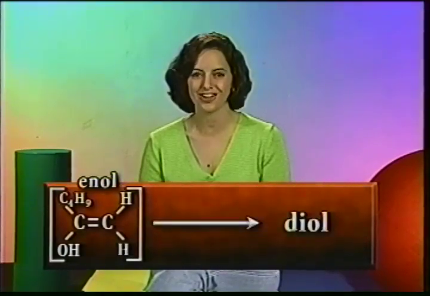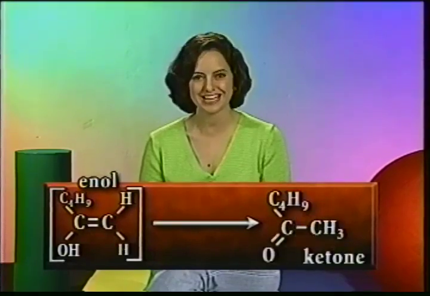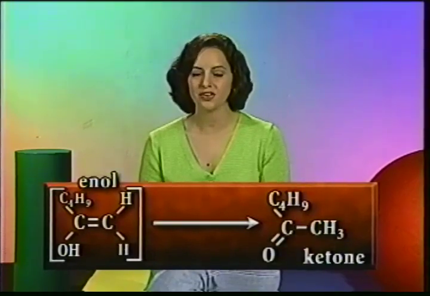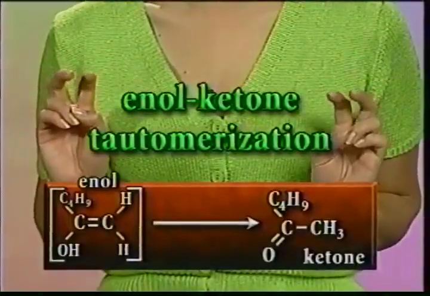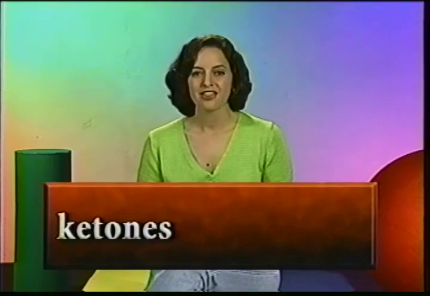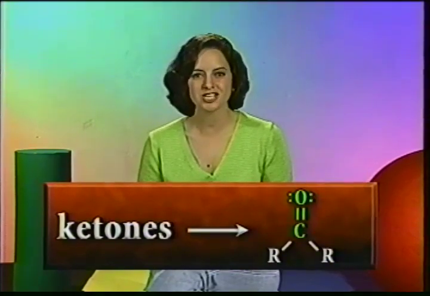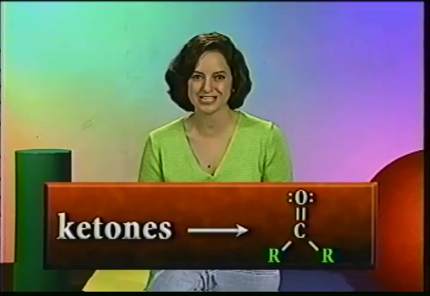Instead of another whole addition reaction taking place to convert our enol to a diol, the enol sort of just rearranges itself to create a ketone. This is called an enol-ketone tautomerization. We discussed ketones earlier. They're members of the carbonyl family, with a carbon-oxygen double bond attached to two substituents.